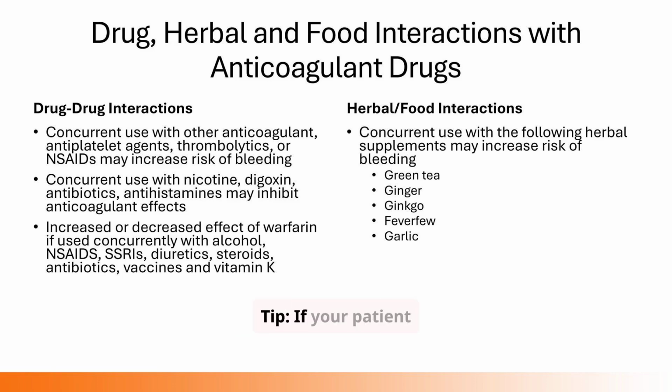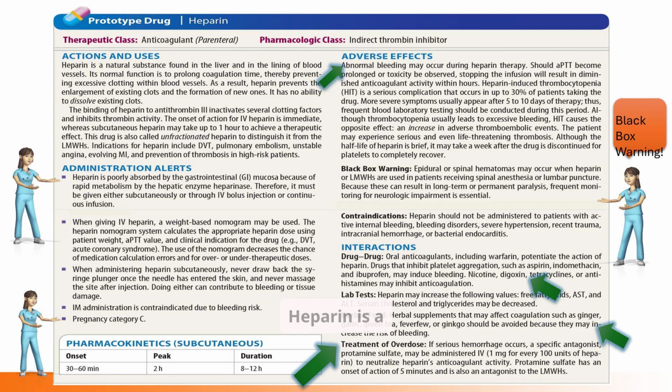Nursing tip. If your patient is on warfarin and drinks green smoothies daily, you must educate them about consistent vitamin K intake. Heparin is a commonly used anticoagulant with a variety of clinical applications. It's important to be aware of its actions and uses, as well as its potential adverse effects and contraindications. The black box warning regarding the risk of epidural or spinal hematomas is particularly important to remember.